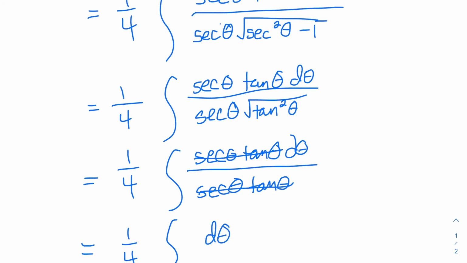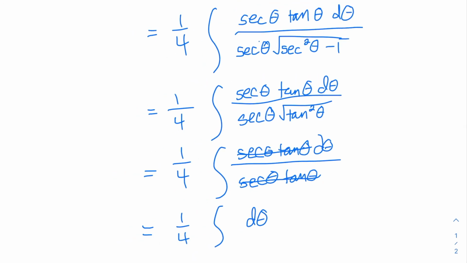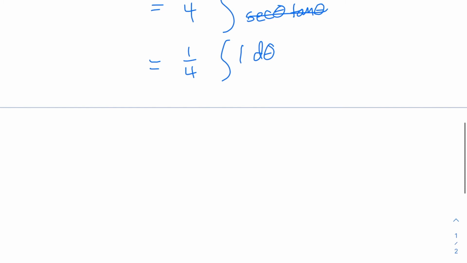And the integral of d theta, you can think of it as if it's 1 d theta, but the integral of 1 d theta is just going to be theta. So when we go to integrate, we would have 1/4 times theta, and then because it's indefinite, it would be plus c.